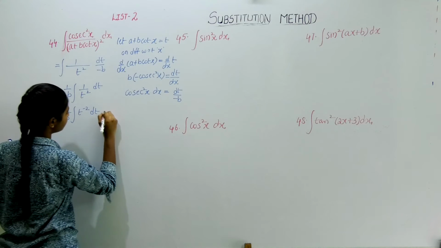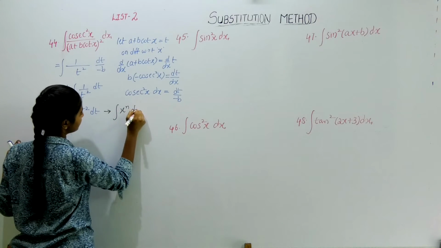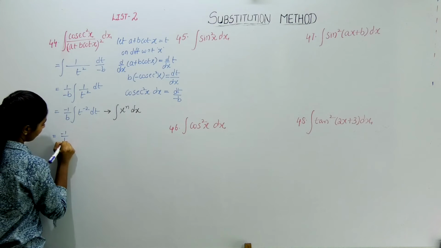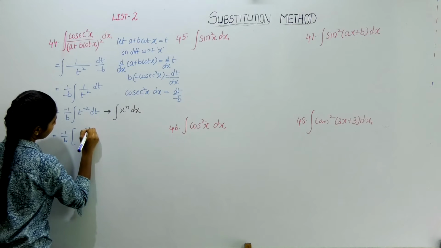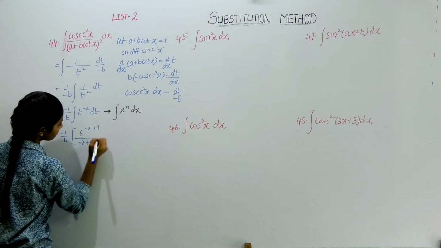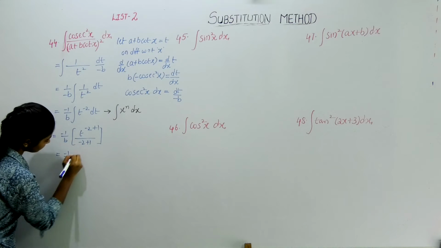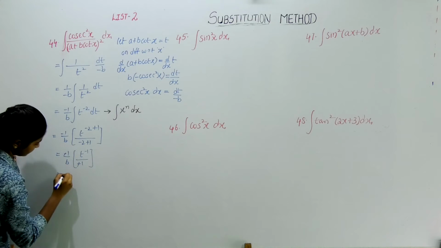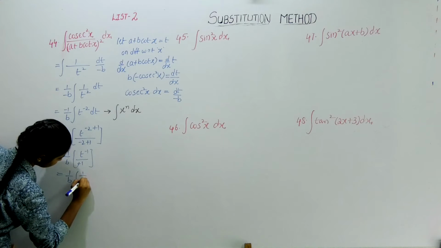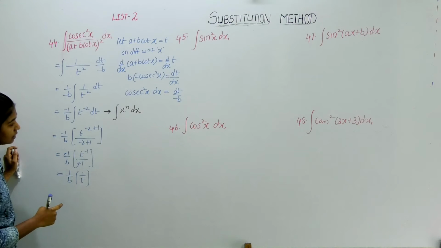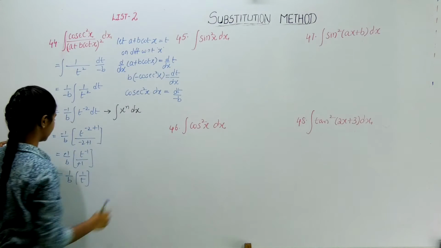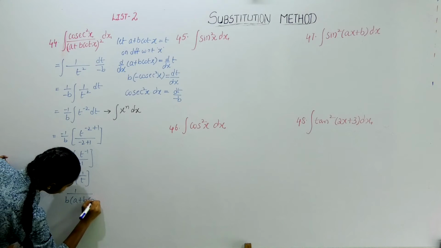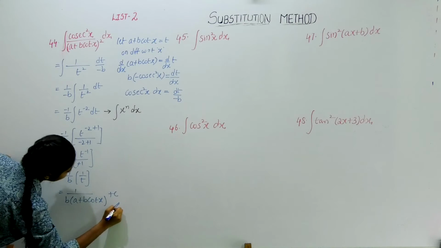This is in the form of integral x power n dx. We know the formula. It is x power n plus 1 by n plus 1. When we substitute the formula here, it becomes t power minus 2 plus 1 by minus 2 plus 1. It is equal to minus 1 by b into t power minus 1 by minus 1. This minus minus gets cancelled. 1 by b and 1 by t, since I have written t power minus 1 as 1 by t. What is the value of t? It is a plus b cot x. It is equal to 1 by b into a plus b cot x, plus c. This is the final answer.